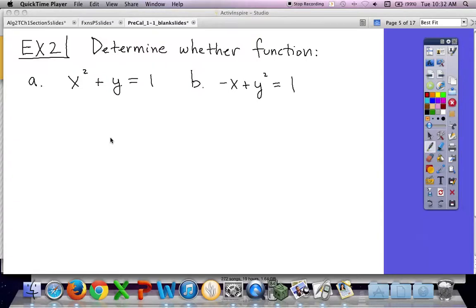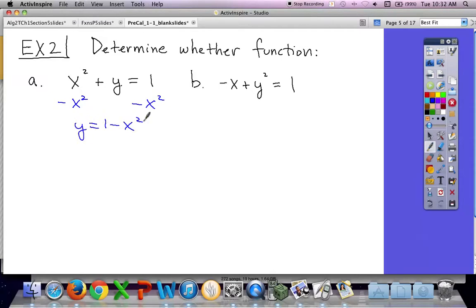Okay, example 2, right? Determine whether these equations represent functions or not. In order to tell, first you need to solve for y. So on letter A, if I subtract x squared, I have y equals 1 minus x squared.